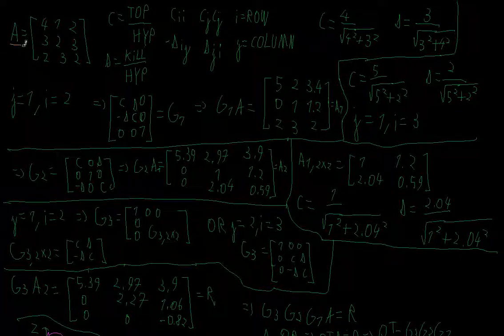So I have the matrix A, so 4, 3, 2, 1, 2, 3, 2, 3, 2, and I want to do a QR decomposition of it using the given rotation. So as usual, I will find my cosine and my sine. Here they are abbreviated as C and S, but they stand for cosine and sine. I hope this is clear.